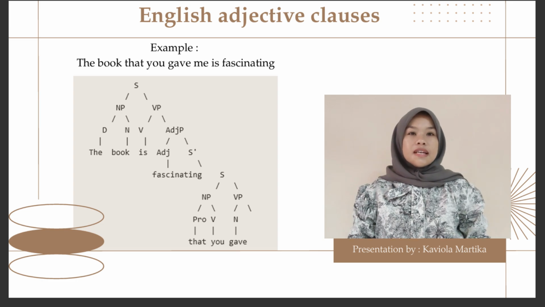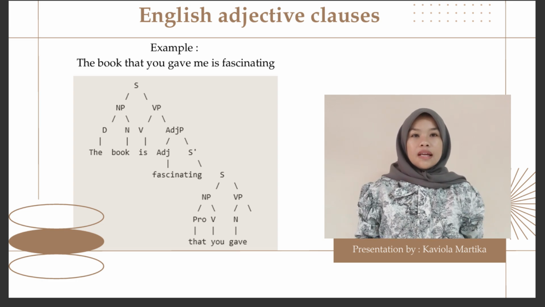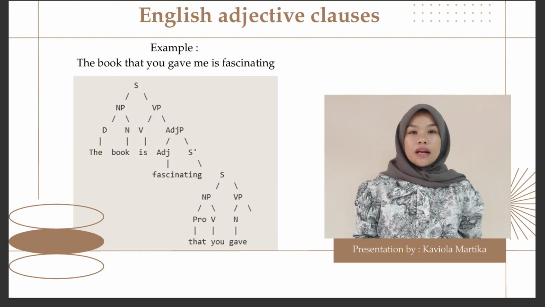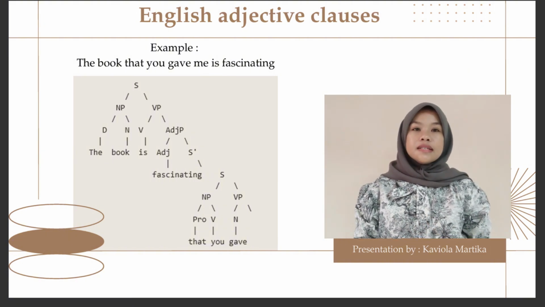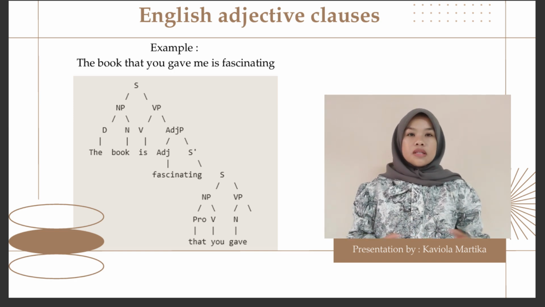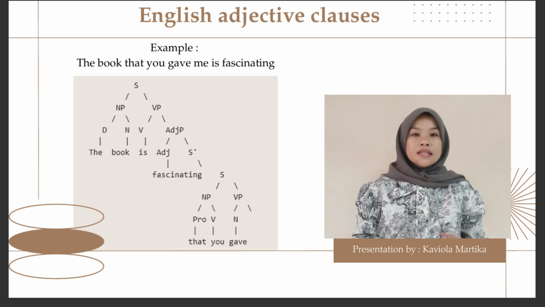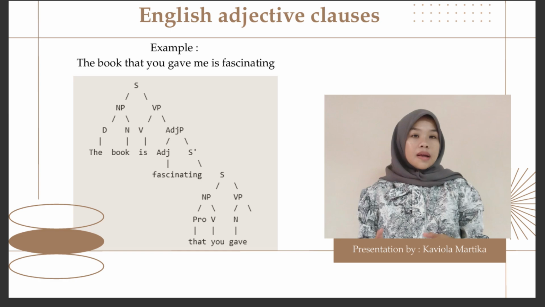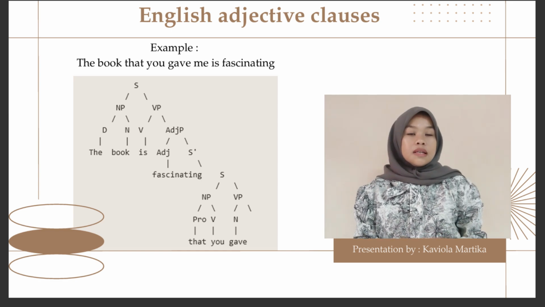Example of English adjective clauses. The sentence is: The book that you gave me is fascinating. This diagram helps us understand the sentence structure more clearly. First, we start from the sentence. This sentence consists of two main parts, noun phrase and verb phrase.